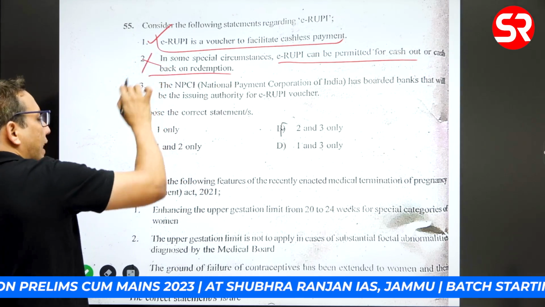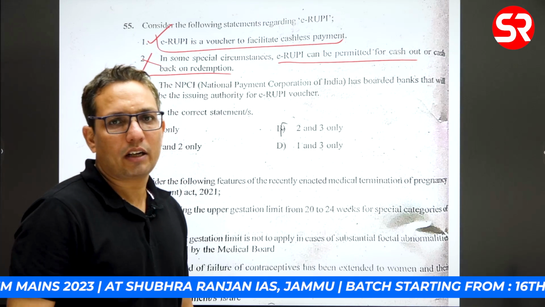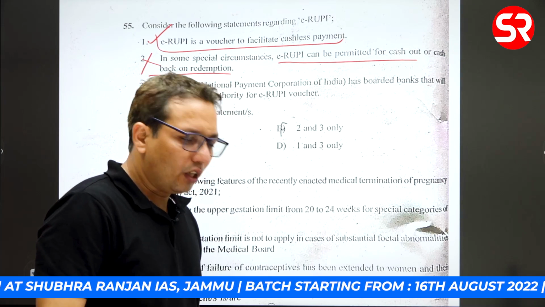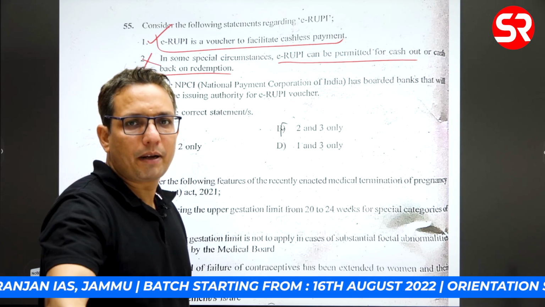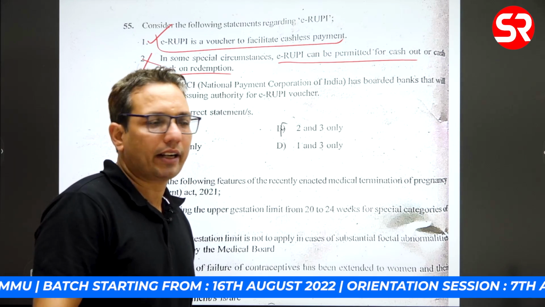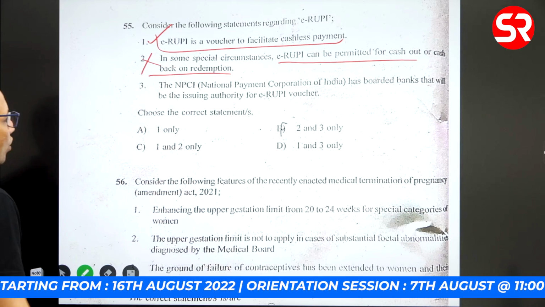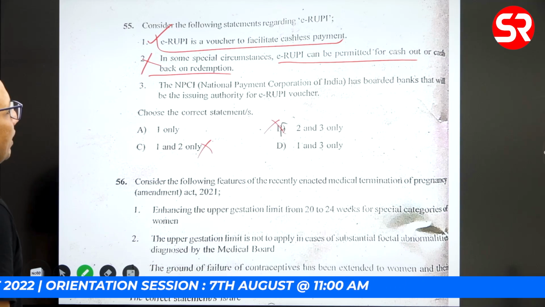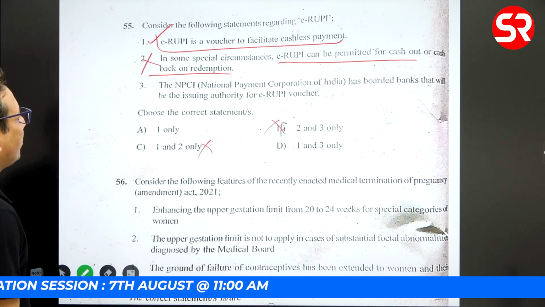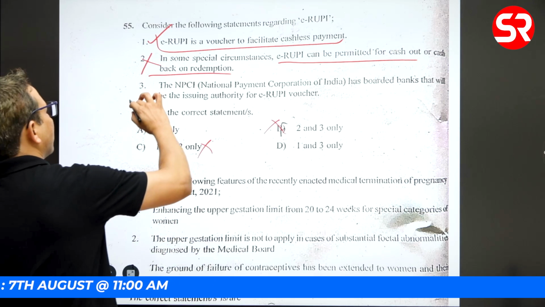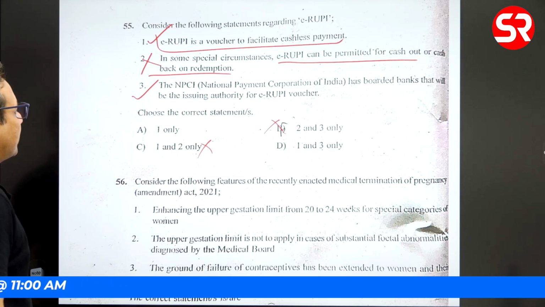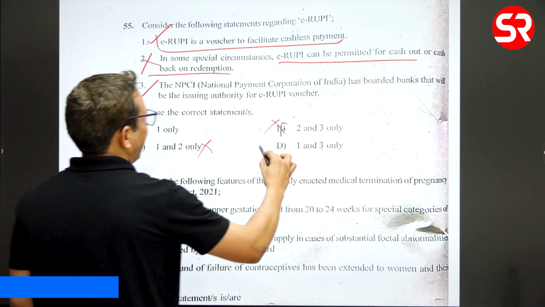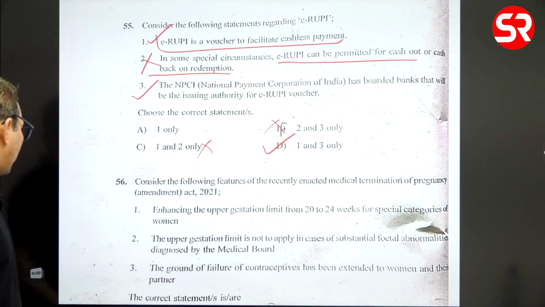No, they cannot be redeemed. For e-rupee vouchers, we can just make the payment, but we cannot get cash or redeem it. So second statement is wrong. The NPCI has onboarded banks that will be the issuing authority for e-rupee voucher. This statement is correct. 1 and 3 are correct. Answer is D.